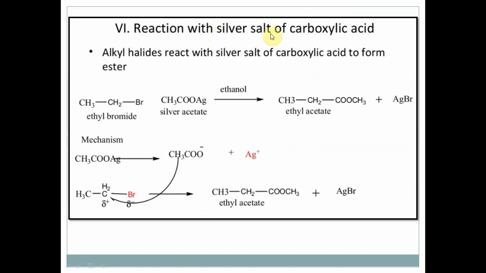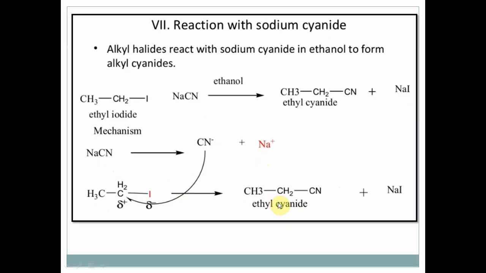Reaction with silver salt of carboxylic acid. Alkyl halide reacts with silver salt of carboxylic acid to form ester. Ethyl bromide reacts with silver acetate in the presence of ethanol to give ethyl acetate and AgBr. Mechanism: the silver acetate will ionize into CH3COO negative, the acetate ion, as well as Ag positive. This acetate ion will attack this carbon and Br is removed from here, and ethyl acetate is formed along with AgBr.